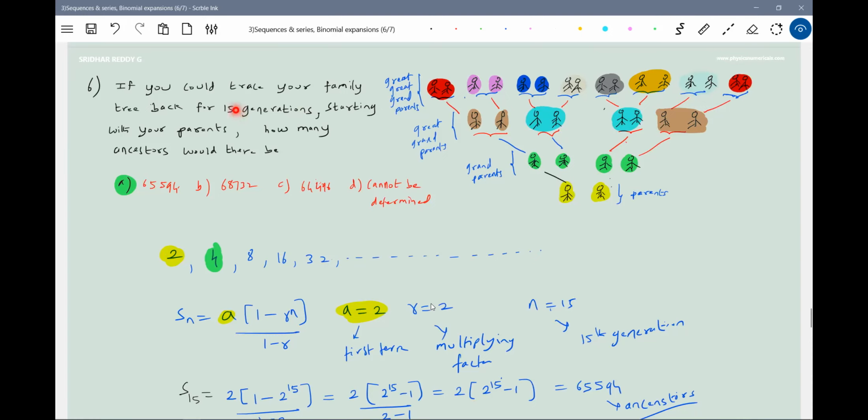Let me give you the best example. I think we all have a family. We'll have our family tree, ancestors, everything. Let's start with this: if you could trace your family tree back for 15 generations, starting with your parents, how many ancestors would there be?